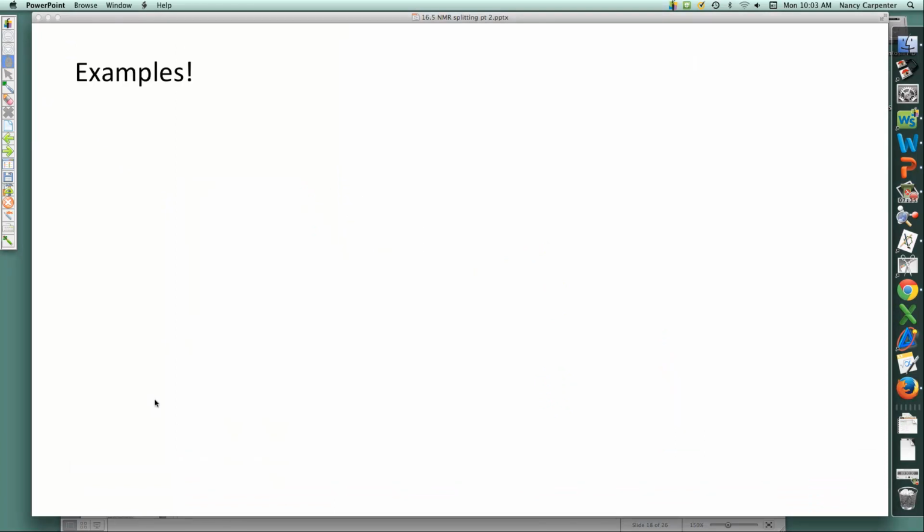Alright, so we're going to wrap up with a few examples, and we'll do a lot more of this in class, but let's just quickly try and reinforce everything by predicting the expected proton NMR spectra for some examples. Alright, ethyl methyl ether.